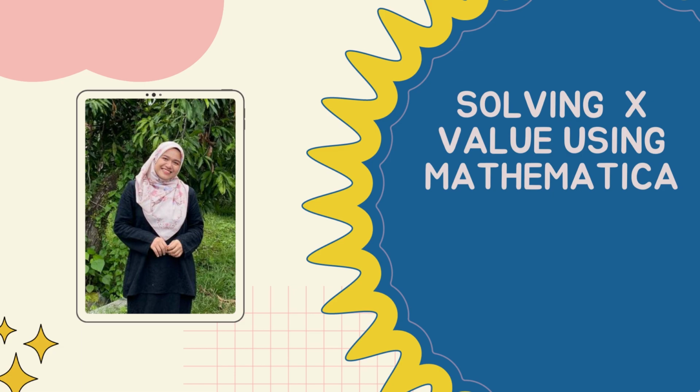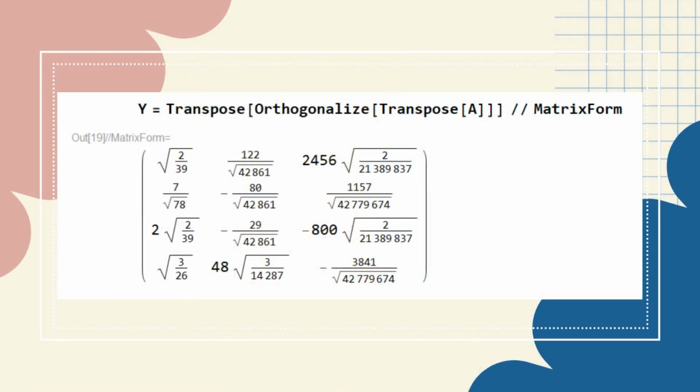After finding the orthogonality and orthonormality of the matrix, next we are going to find the value of x. X is equal to R inverse times Q transpose times B. So first, we need to find the value of Q transpose. Next, by using the value of Q transpose, we find R equals Q transpose multiplied by A. Lastly, we can get the value of X by multiplying R inverse with Q transpose and matrix B.